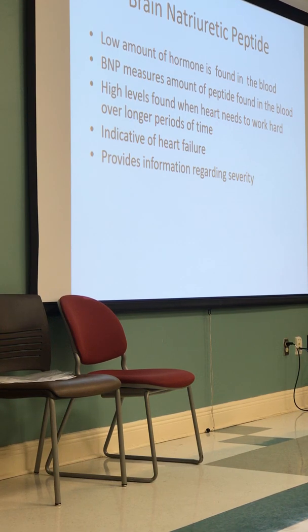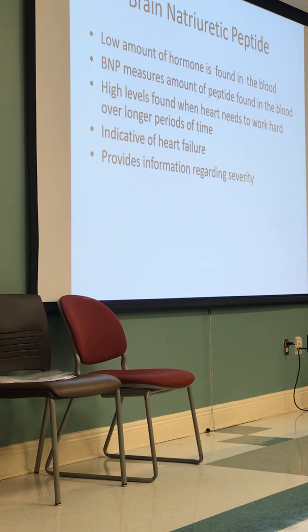When you have too much volume on board, the brain says, what's going on here? We need to get rid of some of this. So it stimulates the release of brain natriuretic peptide. Brain natriuretic peptide shuts off the effect of aldosterone and ADH. So in this case, they let go of their salt and they let go of their water along with it.